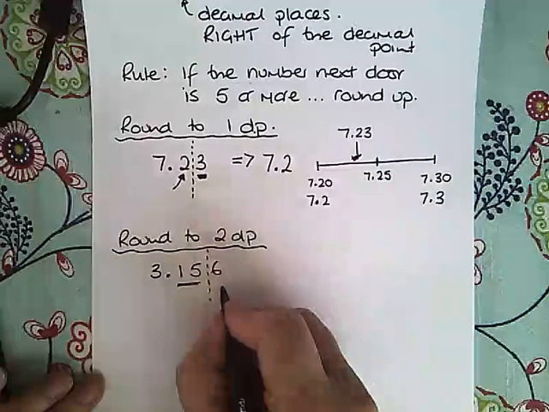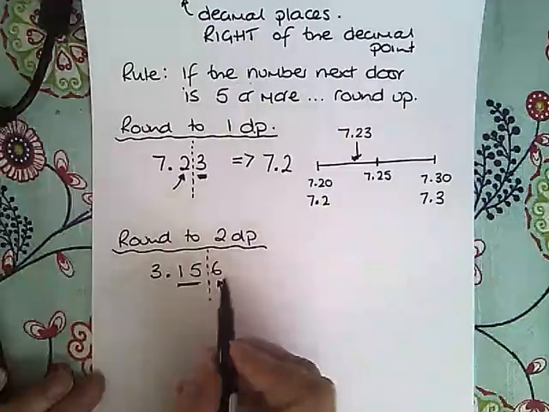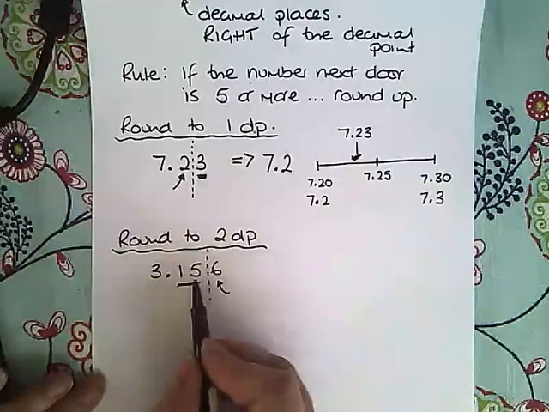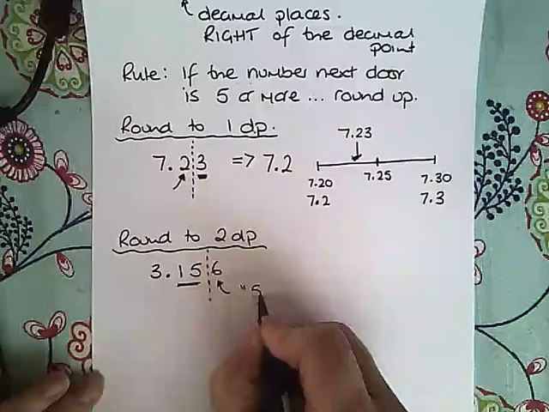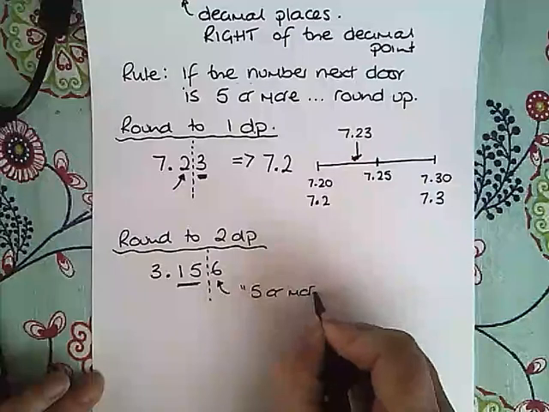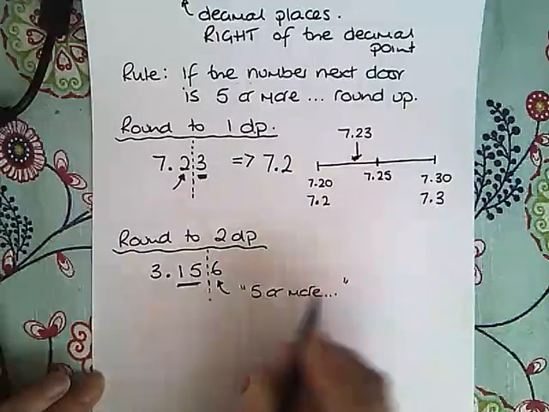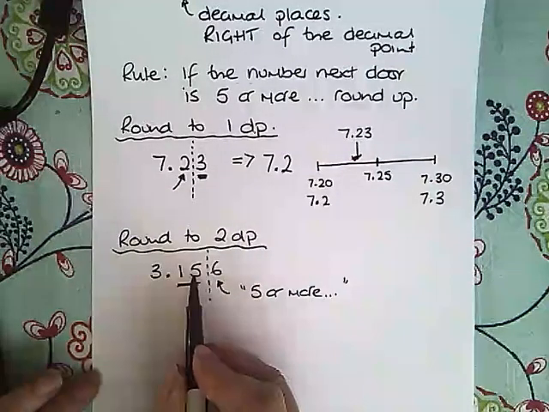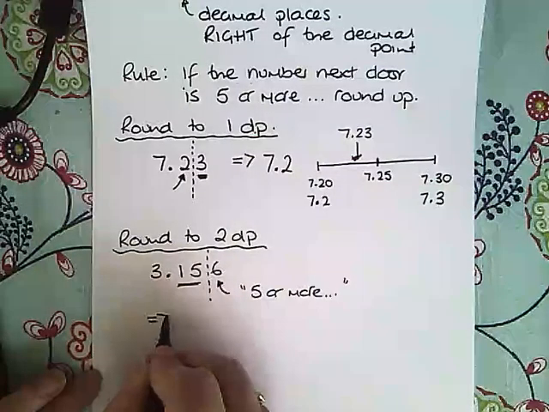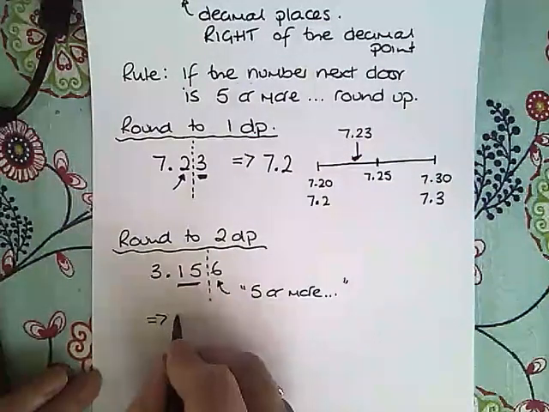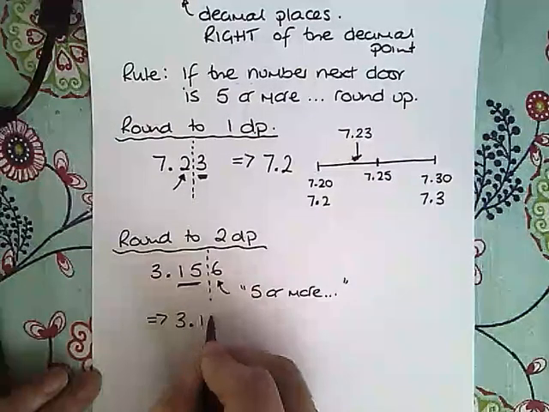I look at the number next to what I want to write down, and that is 6. So that is indeed 5 or more, which tells me I need to change this 5 into a 6. I need to round it up. So to 2 decimal places, this number becomes 3.16.